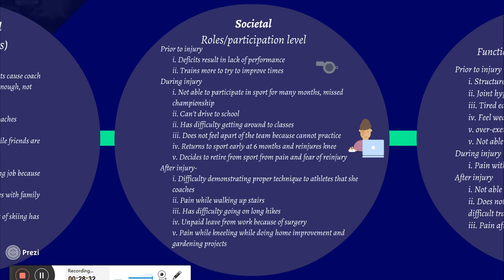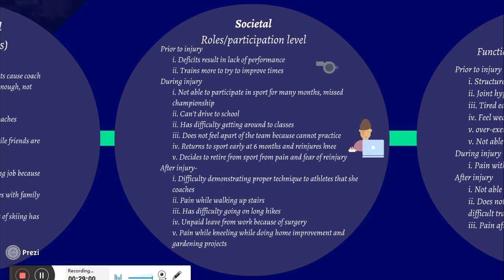After injury, maybe she has difficulty demonstrating proper technique to the athletes that she coaches. Because she's lacking some strength and stability, she's not able to show them how to turn properly. Maybe she has pain while walking up the stairs. She really likes going on long hikes, and she can't do that right now.